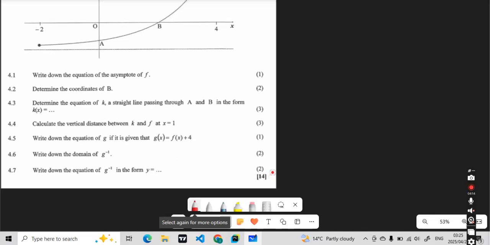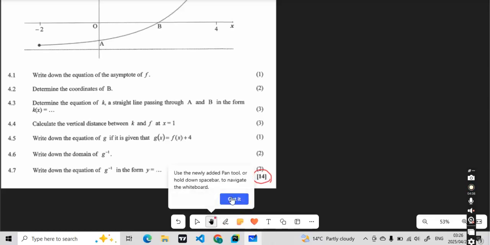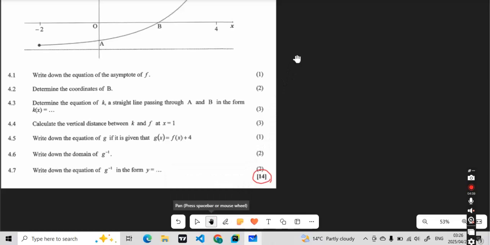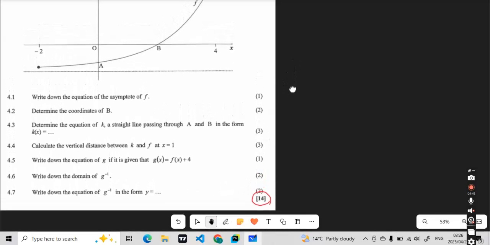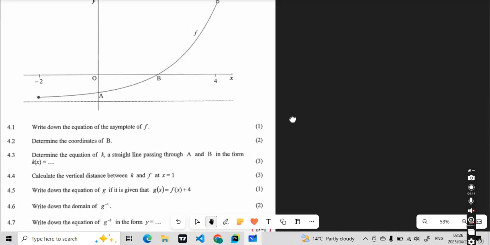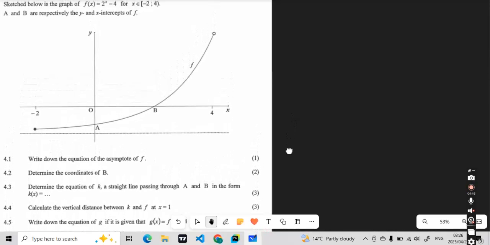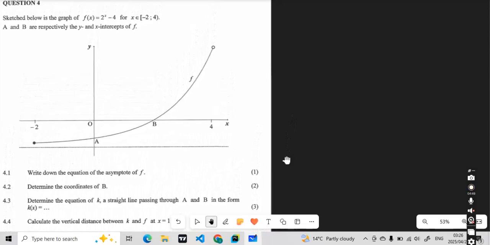Functions and graphs carry about 60 marks of your exam. So this question only gives you about 14 marks. Is it difficult? No, not difficult. It's one of the easiest, one of the most straightforward questions. So let's read the instruction before we can continue.